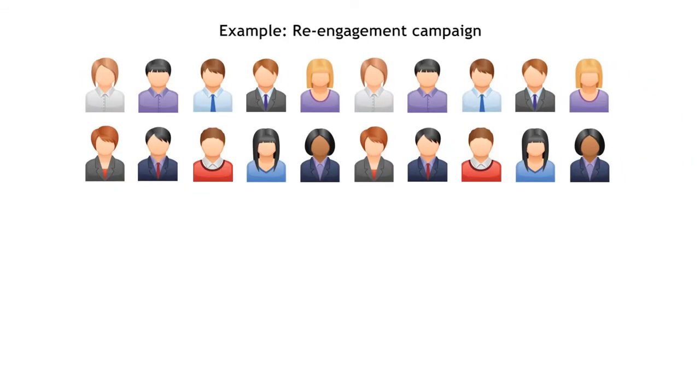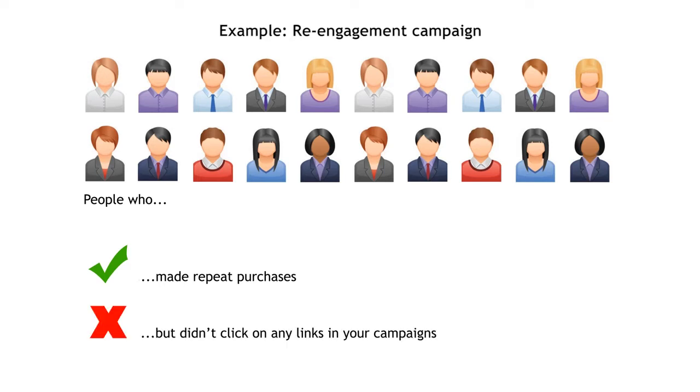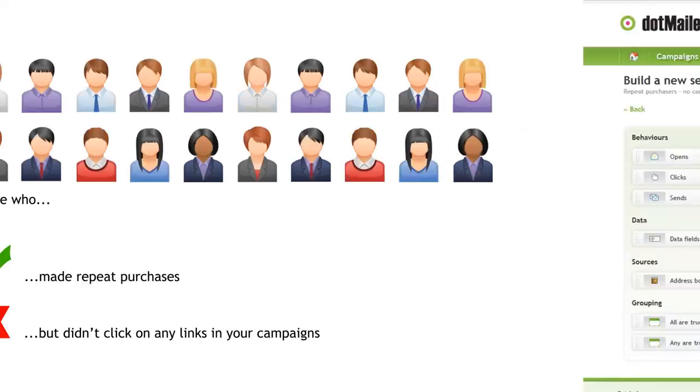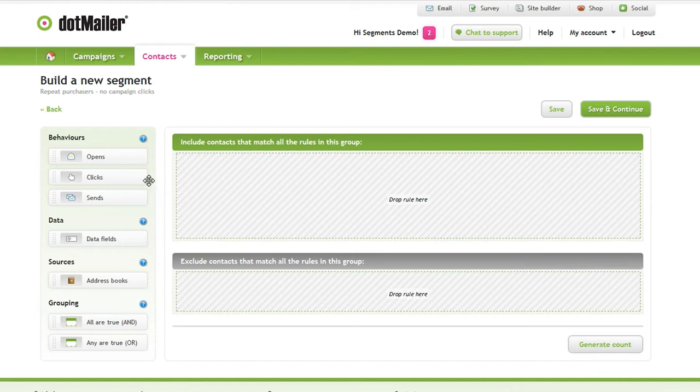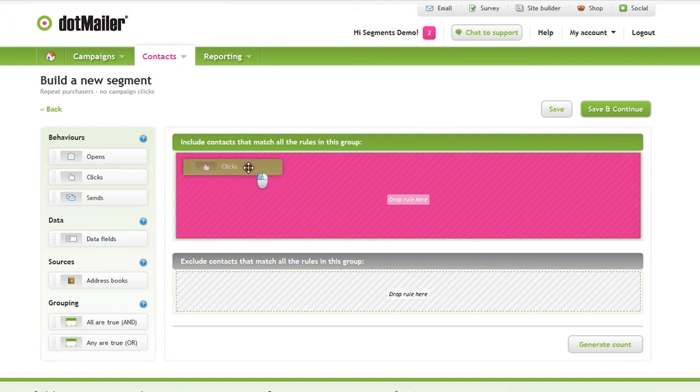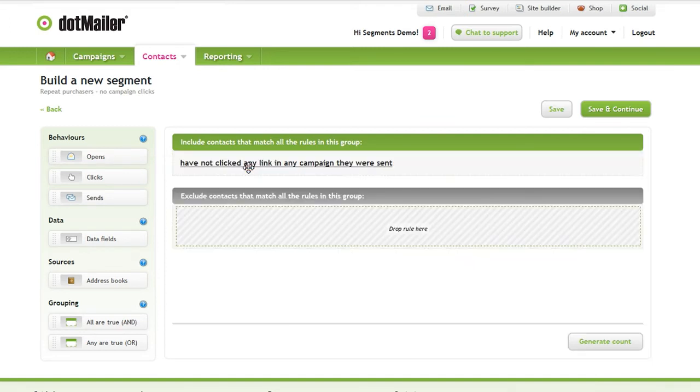Let's do an example. Say you want to send a re-engagement campaign to people who made repeat purchases but didn't click on any links in your campaigns. First, let's see who didn't click on any links in your campaigns. To do this, drag and drop a clicks rule into the include box. To find contacts who purchased from you, drag in a data field rule.